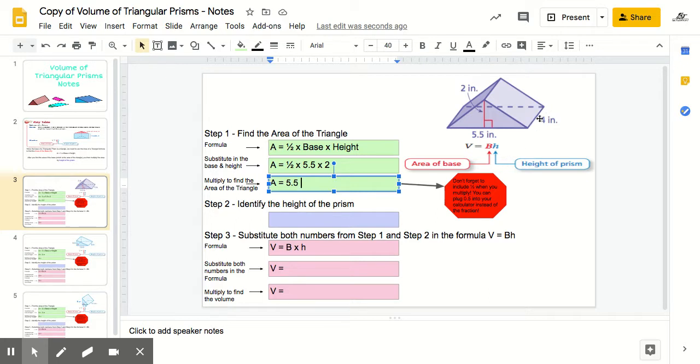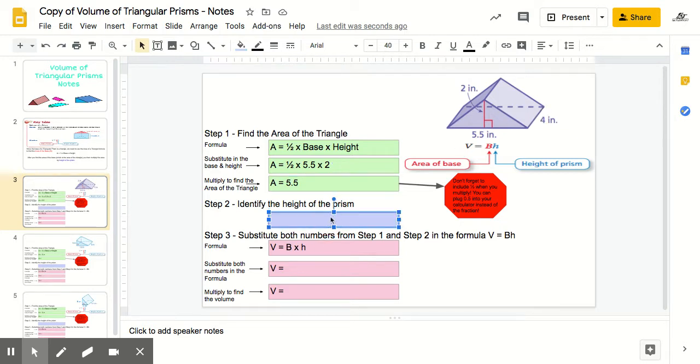It's 4 inches. Remember, it's not going to be 5.5 and it's not going to be 2 because we already used that for the area of the triangle. So it's going to be the other length here. So the height of this prism right here is 4 inches. So I'm simply just going to type in 4 in this text box.